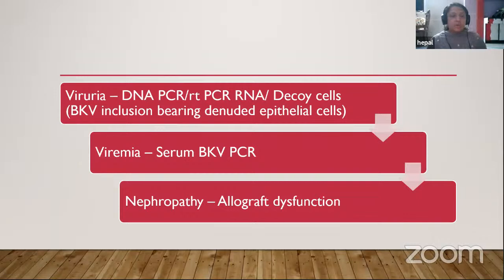So whenever there is viruria, how can we pick it up? It is a DNA PCR in urine or RT-PCR RNA or decoy cells. These are the inclusion-bearing denuded epithelial cells. So we can test urine for decoy cells. Viremia will be picked up by serum BKV PCR, and there will be a nephropathy with allograft dysfunction.